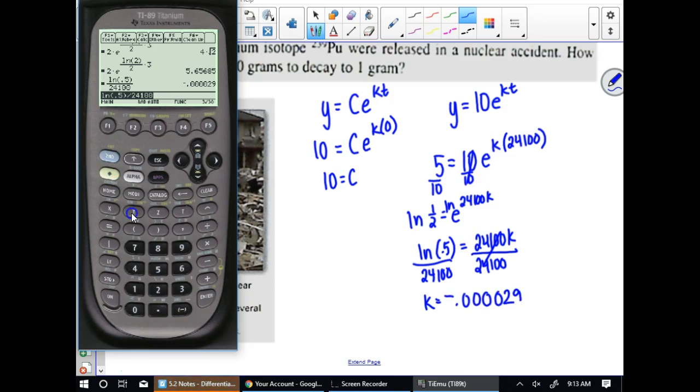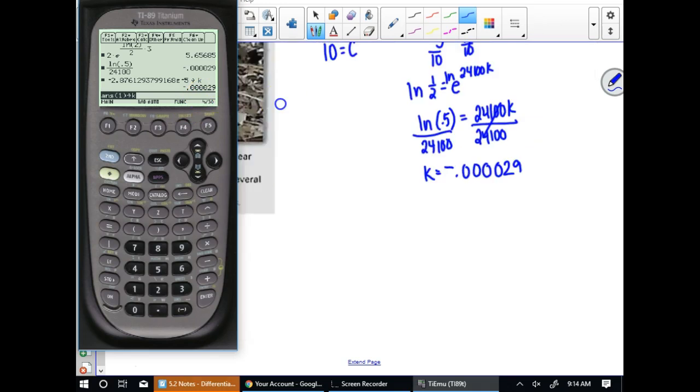0.000029. We want to store this number in our calculator because especially with exponential growth and decay, if I round that off, even if I just round it off to like 0.00003, by the time I am looking hundreds of thousands of years down the road, that rounding is going to throw my answer way off because the little bit you rounded is going to grow exponentially, just like the problem. So let's store this as K. K's here. Okay, so we'll store that as K. And you can see it stores a lot more decimals if you actually store it than just what you see there. So our equation is y equals 10e to the negative 0.000029t.